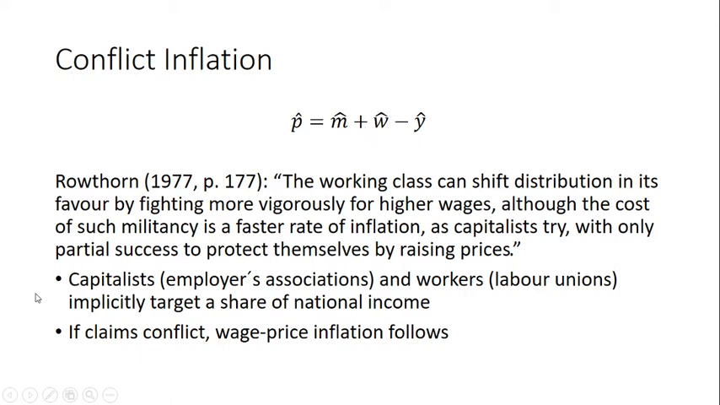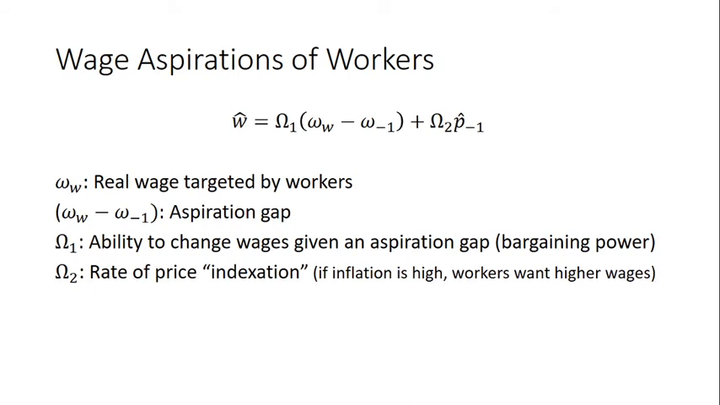So capitalists or employers' associations and workers or labor unions implicitly target a share of national income. This is going to be our assumption going into this model. And the essence of the model is that when the claims of these two sides, of the capitalists and the workers, conflict, then a wage-price spiral of inflation follows. So we can see this quite easily as follows.